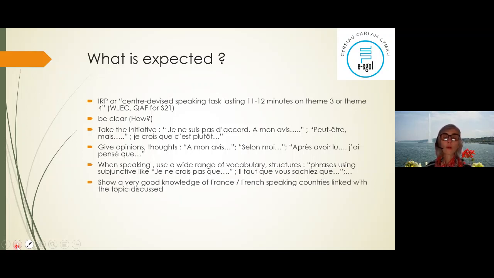Now, also show a very good knowledge of France and French-speaking countries, depending on your IRP, linked with the topics discussed. So you cannot just do research and give facts. You need to know your research really well. So how do you support your opinion with examples from your sources? You show your knowledge with your examples, in fact, and also by giving a conclusion. So you show the person who will examine you that you thought about what you researched, and you came to a conclusion about it.